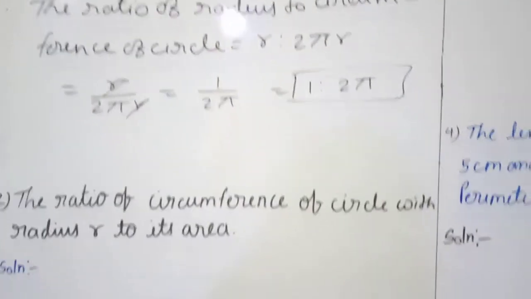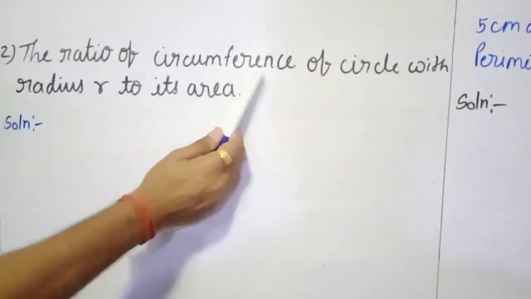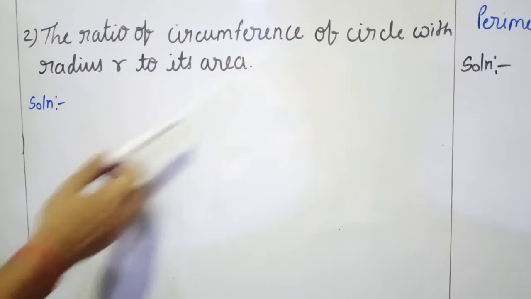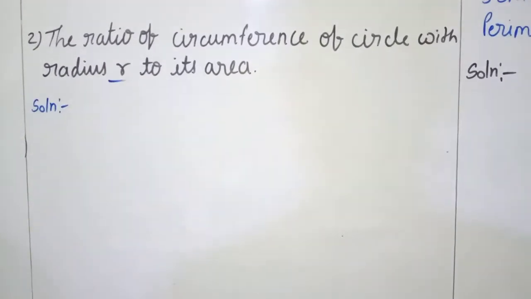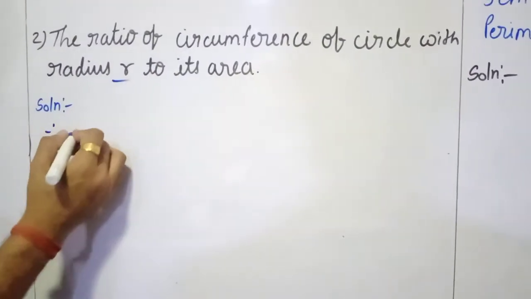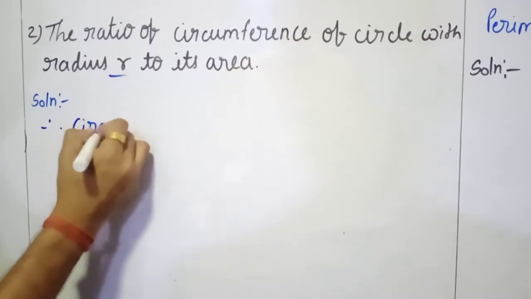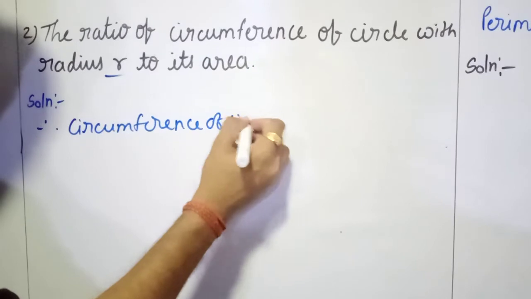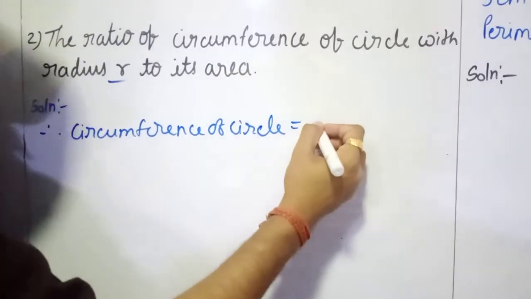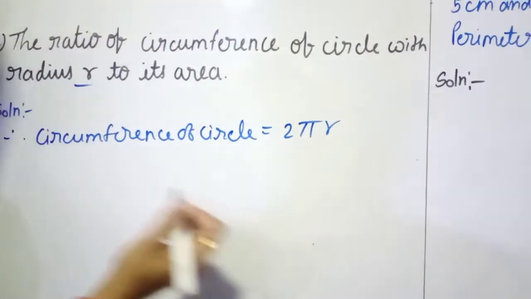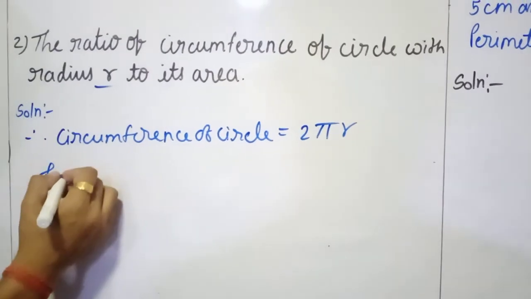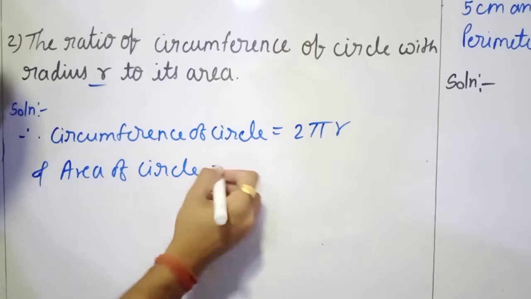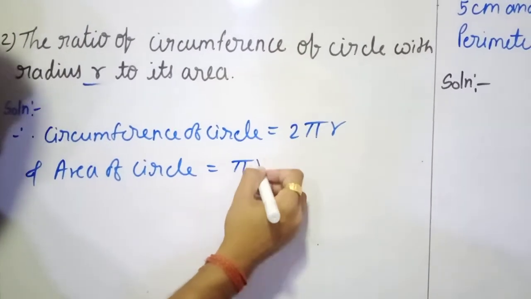Come to the second one. The ratio of circumference of circle with radius r to its area. Here they mention the radius is r. So therefore circumference of circle is equal to what we learned, 2 pi r, and area of circle is equal to pi r square.